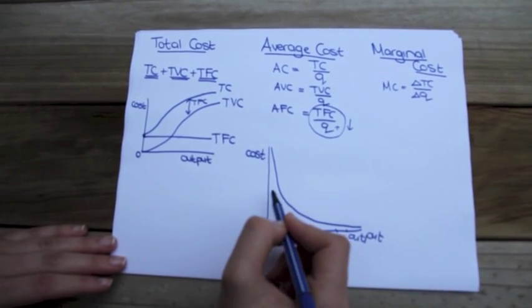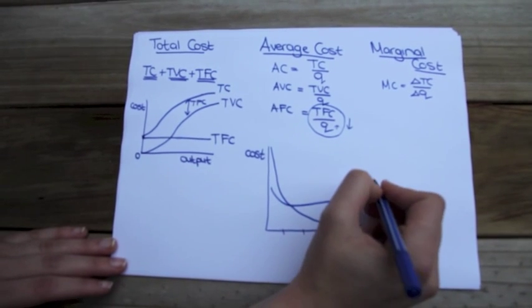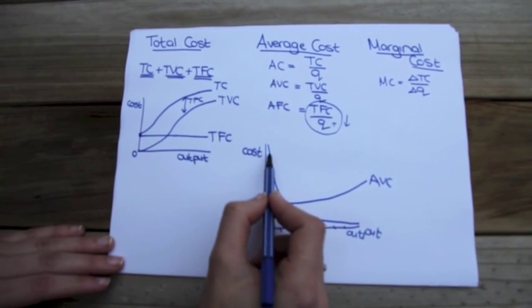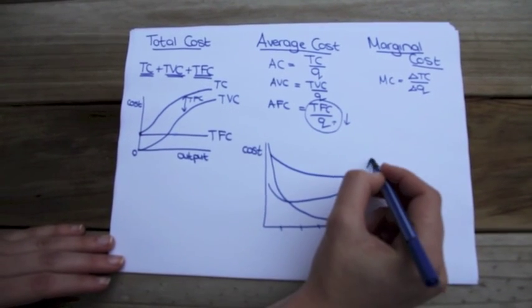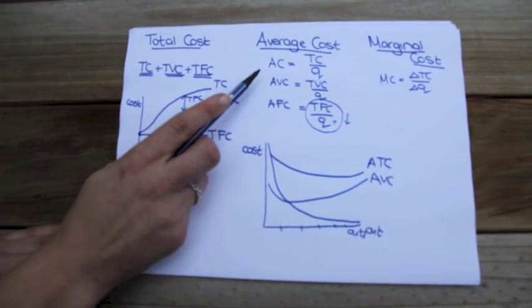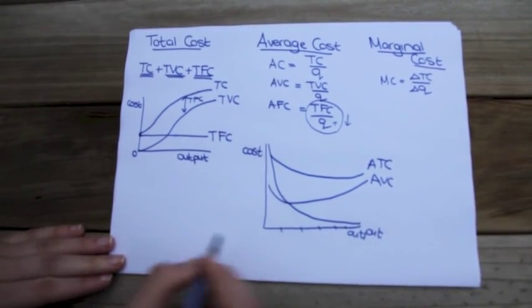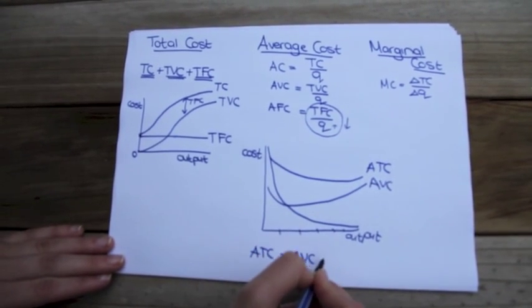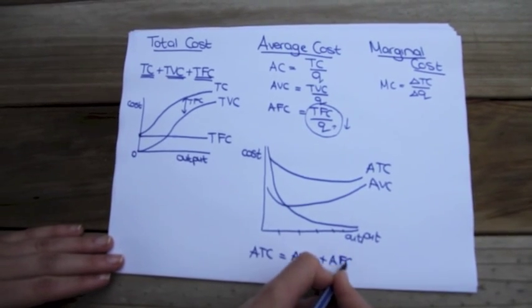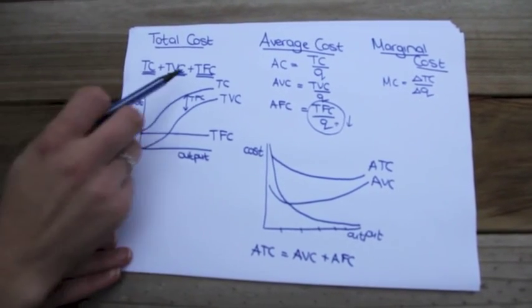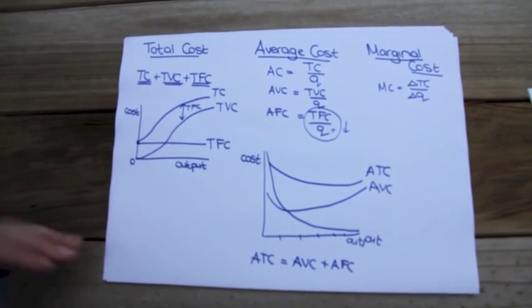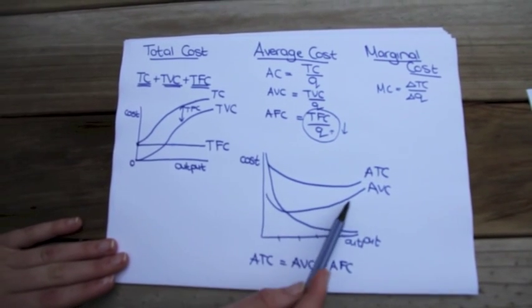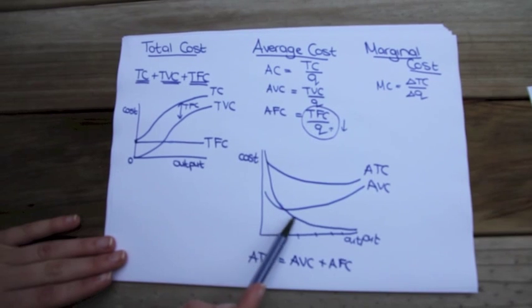Then we have average variable cost, which is shown like this, and we have average total cost, which can be shown like this. Now, this is an important thing we need to know. Average total cost equals average variable cost plus average fixed cost, which is the same relationship over here. All of these concepts are just averaged out. So average total cost, this amount is this curve, average variable cost, plus your average fixed cost.